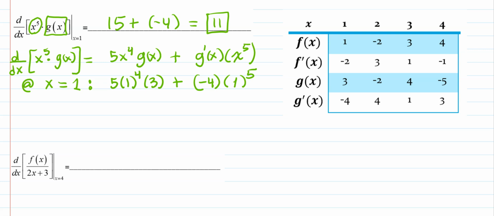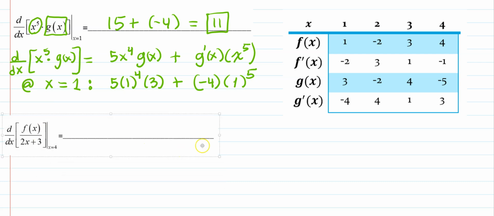Okay, next we are still looking at the table, the same table of values. However, we are applying the quotient rule. And this quotient rule is with the first function being f of x and the second function being 2x plus 3, which we do know the derivative of.